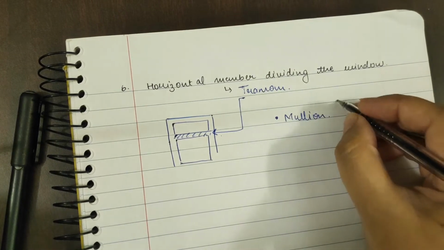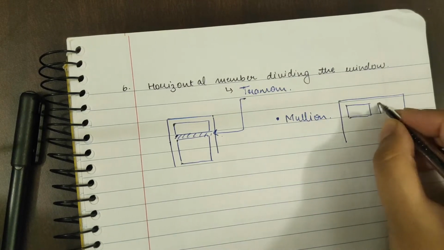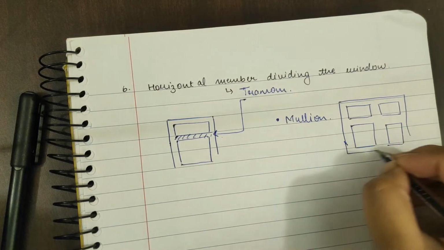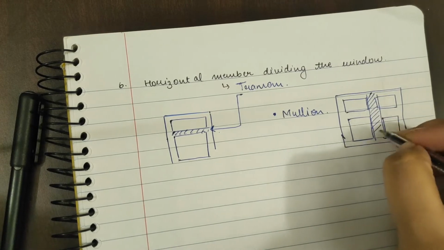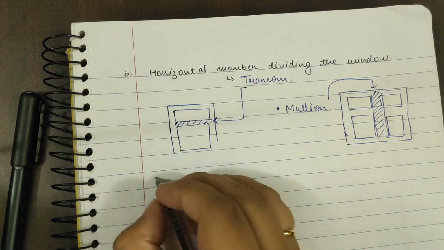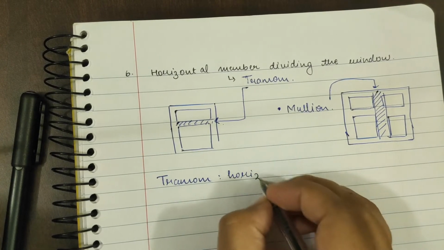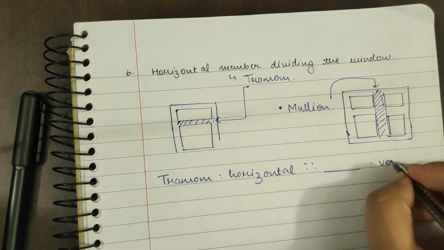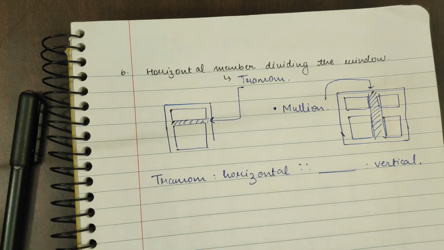So what is mullion? Mullion is basically when you have a window like this, the vertical division in between the windows is called mullion. This is also important because questions sometimes come as: if transom is horizontal, then what is vertical? So you have to remember these terms also.